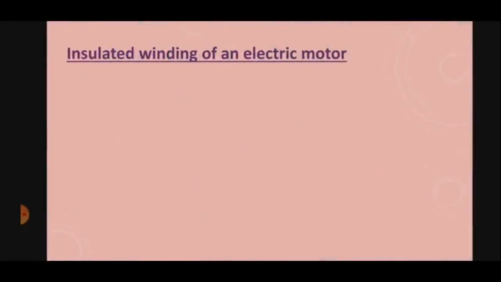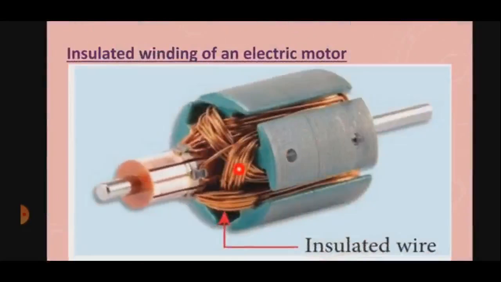Insulated winding of an electric motor. This is an armature. A large number of copper wires, that means made up of insulator. So for an electric motor, the winding is made up of a group of wires or a large number of wires insulated from one another. What is this insulation used for? It does not allow the heavy eddy current to flow through the conductor. So hence losses are minimized.